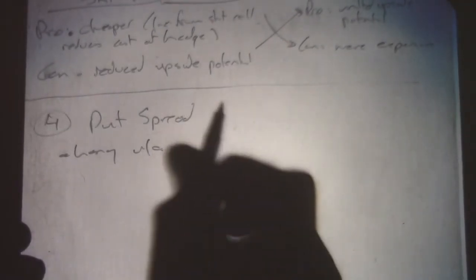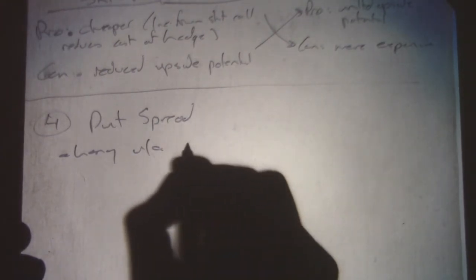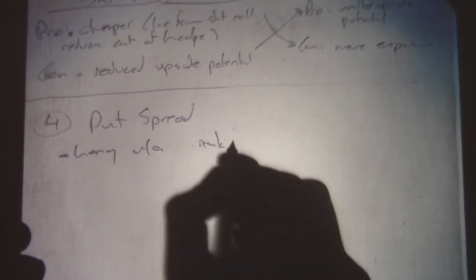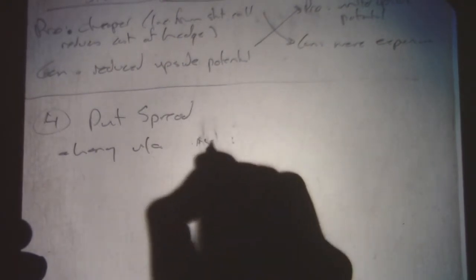Once again, you always start off with a long underlying asset. So therefore, what's the risk? The risk is spot drop. So what's the solution? Long put.